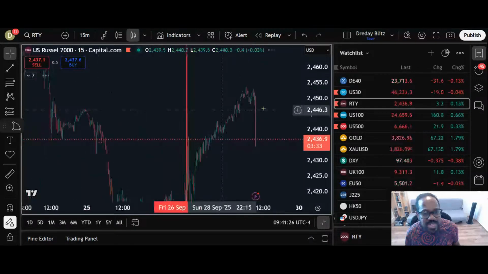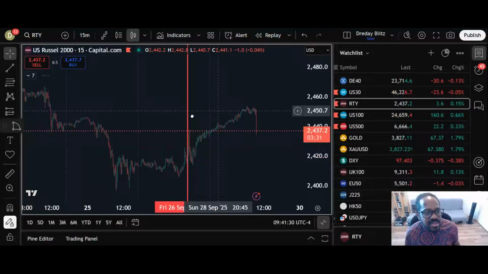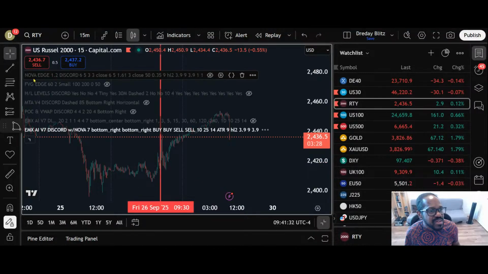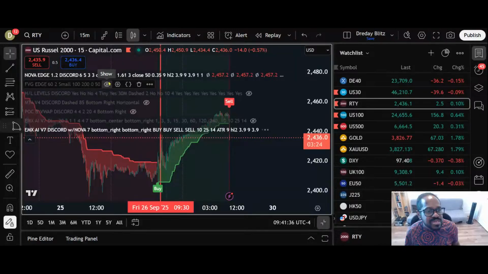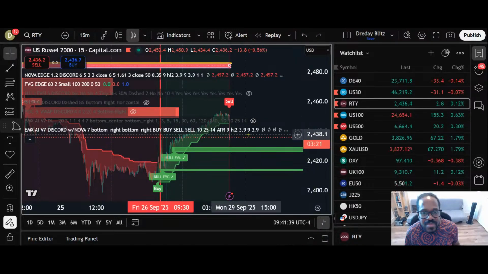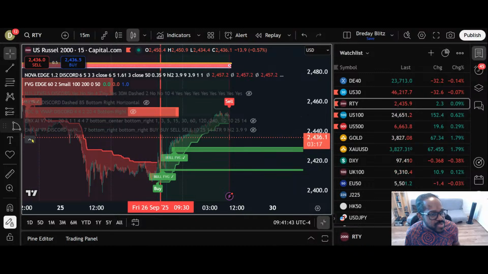But I was looking to go on US30. I was looking to sell. The reason why, if I open this and this, is because of the fair value gap. Let me break it down for you guys.